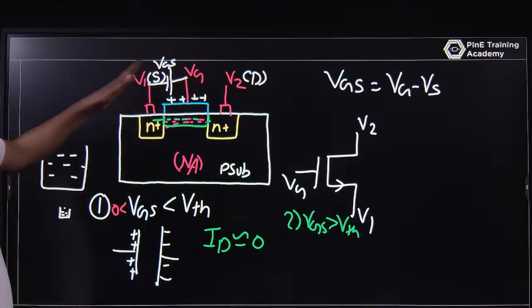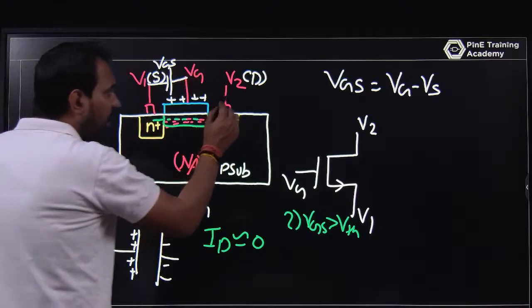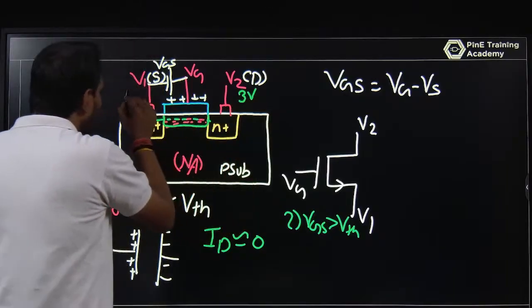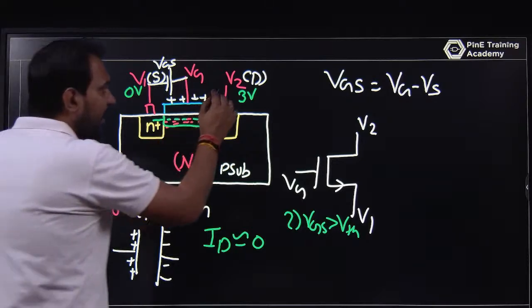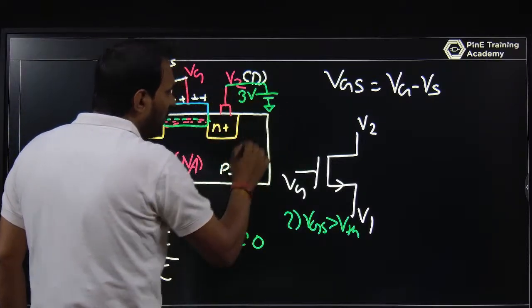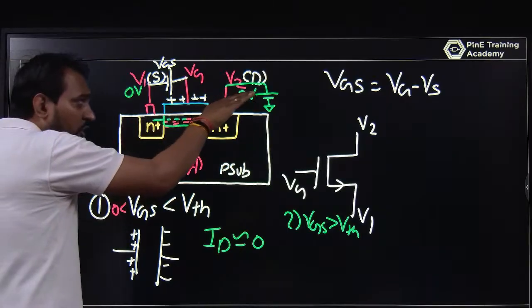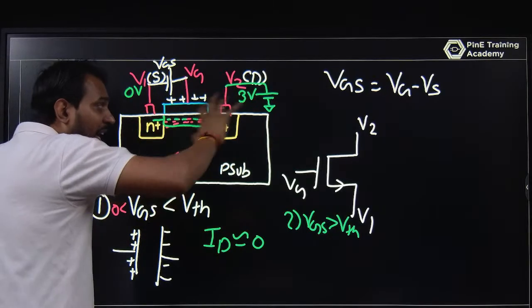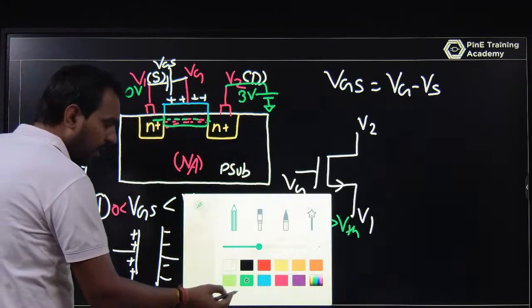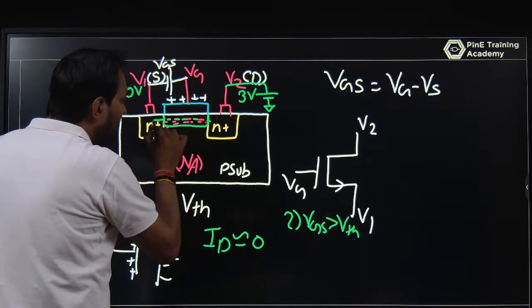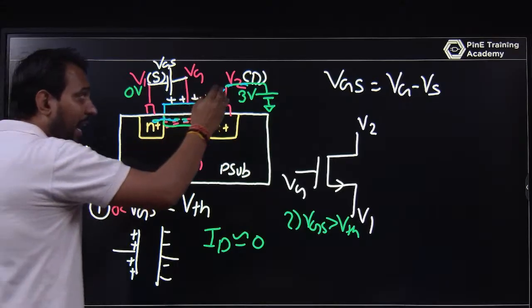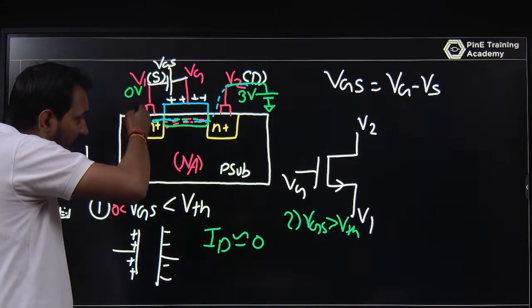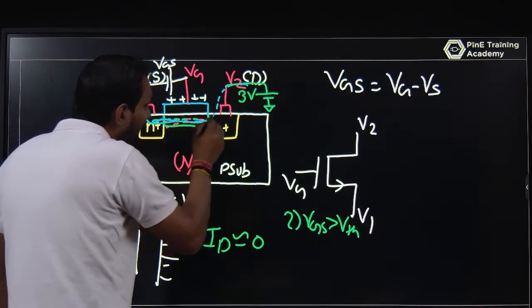I am saying that V2 is higher and V1 is lower. If this voltage is 3 volt and this is 0 volt, then V2 is higher and V1 is lower. This is the higher potential. What is it doing? This positive terminal is attracting this negative charge, attracting the charge from this point to this point, along this path.